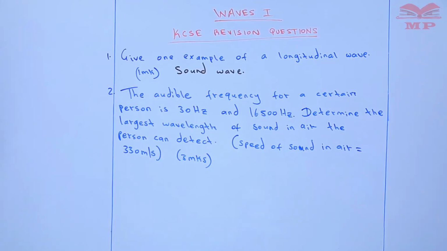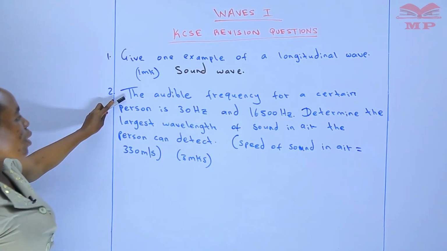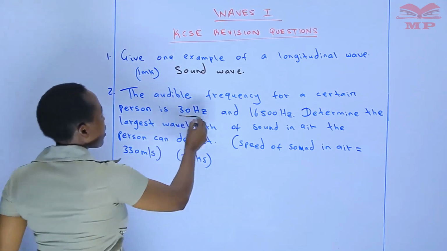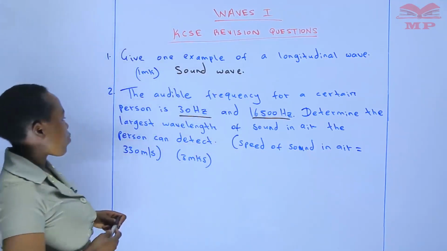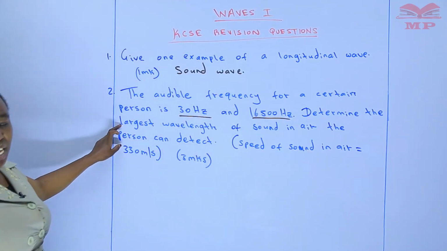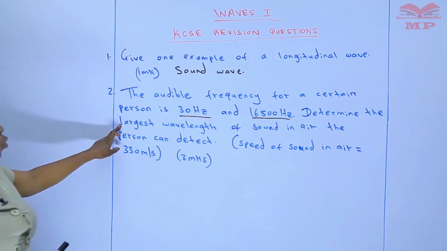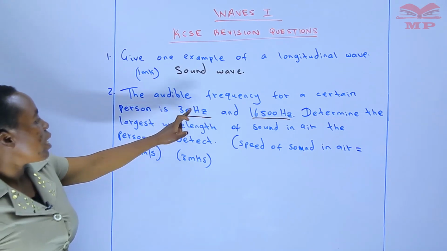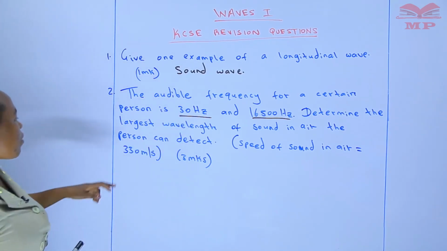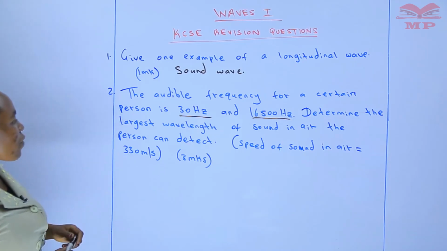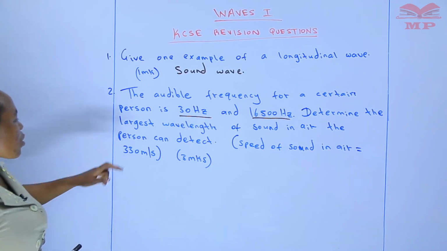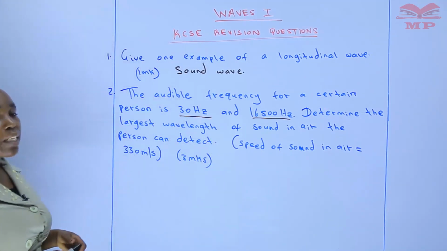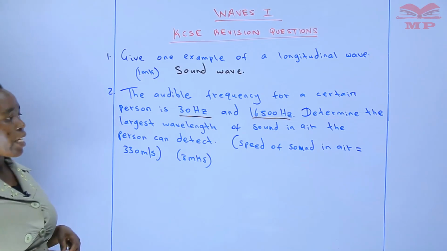So that's our question number 2. We are told that the audible frequency for a certain person is 30 Hertz and 16,500 Hertz. So we are told to determine the largest wavelength, because here we are going to determine wavelength in 2 ways, in 2 positions, whereby the frequency is 30 and where it is 16,500. So we are told to determine the largest wavelength of sound in air the person can detect. And we have been given the speed of sound in air to be 330 meters per second.